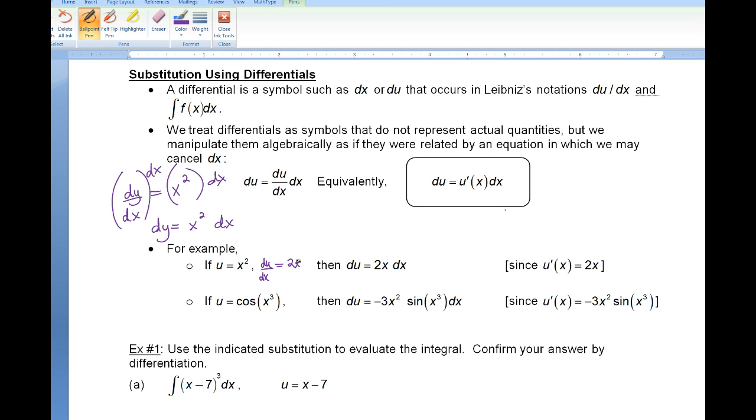And what about if u is equal to cosine of x to the third? Well, let me do this in steps. What would be du dx? What's the derivative of the outside? Negative sine. Keep the inside the same, times the derivative of the inside, 3x squared. So then, if we move the dx over and rearrange a few things, this is what our differential looks like here. Okay, so far?